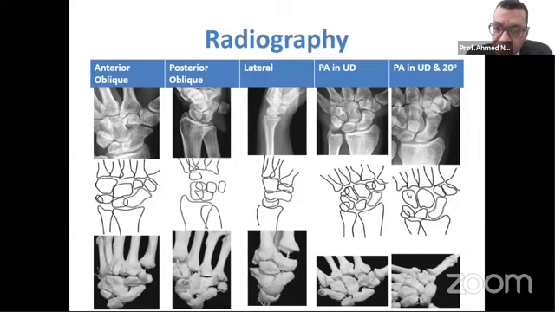Proximal to this line is the proximal pole. Whether you define the waist as an area, distal to this line, or as a line, this is the line. Proximal to this line is the proximal pole. The dorsal apex is where the dorsal scapholunate ligament is attached. Whether you define the waist as a line or an area differs between the researchers.